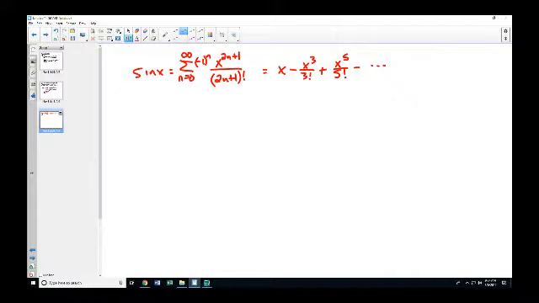So write that on a card. You'll write on your card, Taylor series for sin x. Write these two items. And then we'll do cosine.